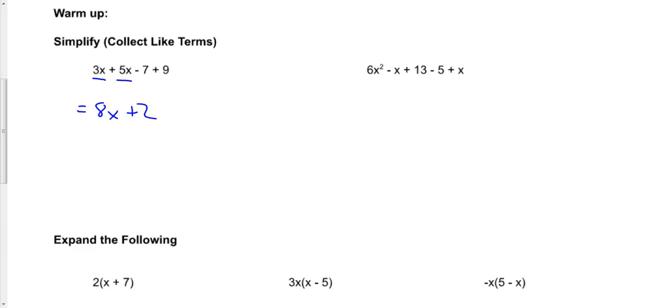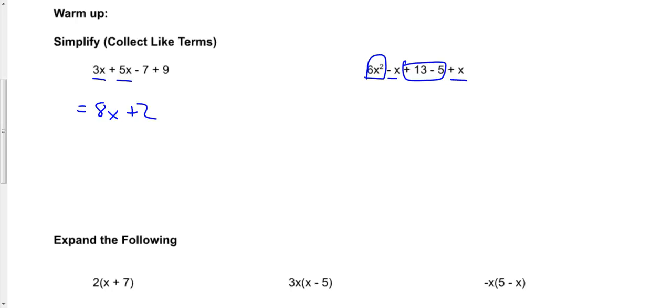If we move over here to the right, we see a few more terms, and again terms are always separated by a plus or a minus sign. We have a term here that's 6x squared. There are no other terms that are an x squared. We've got a negative 1x. We also have a positive 1x, and those two are like terms. And then finally we have a positive 13 and a negative 5 in the middle, and so this is also a set of like terms.